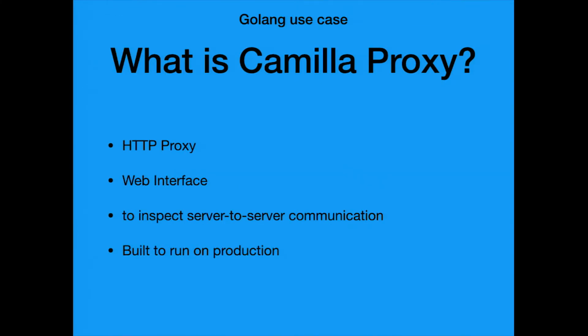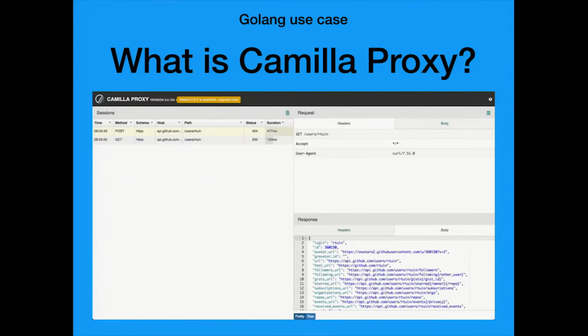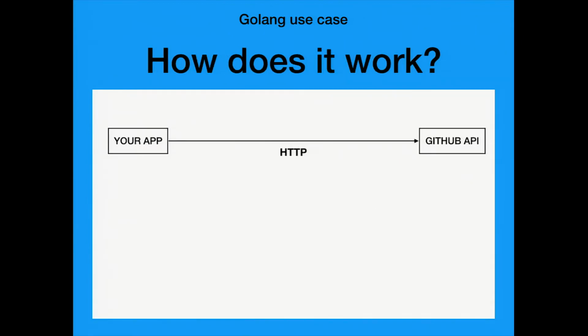Now, what is a use case for a Golang program? So I've built an application called Camilla Proxy, and as the name says, it's a proxy for HTTP traffic, and it consists of a proxy element and a web interface. It's used to inspect real-time HTTP traffic between your server-to-server communication, basically. And it looks like this, and it's designed to be working on production environments as well. So it needs to be really fast, right? So how does it work?